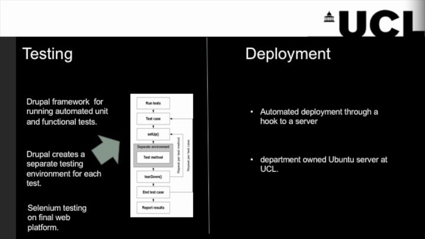Testing of the framework will happen at two different levels, unit testing and high-level testing. The solution will include the Drupal framework for running automated unit and functional tests. Drupal creates a separate testing environment for each test, as well as Selenium testing on the final web platform. Furthermore, deployment will be automated entirely through a deploy hook to speed up the development operations side, as well as ease of maintenance. Furthermore, the hosting will be provided entirely by the CS department, and an Ubuntu server will be used to manipulate the entire traffic.